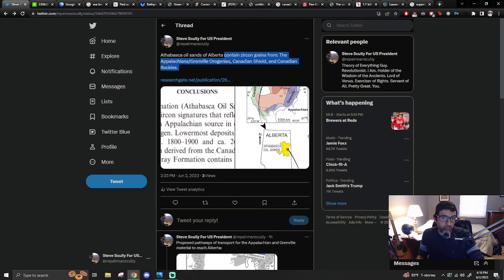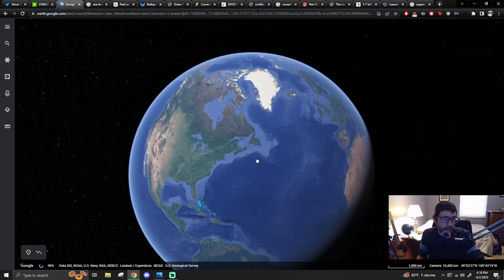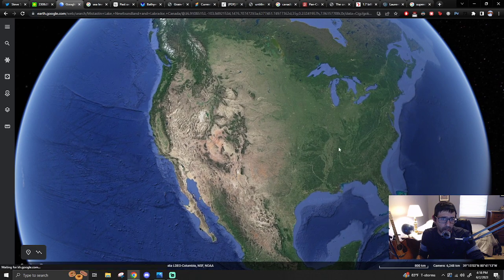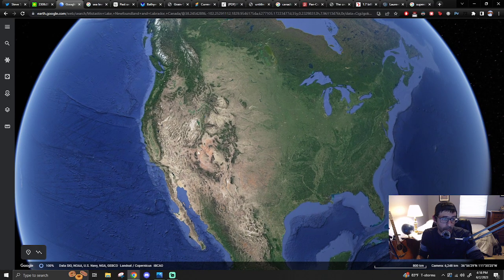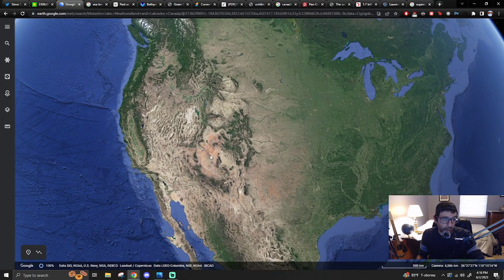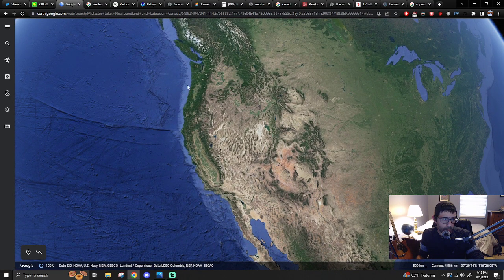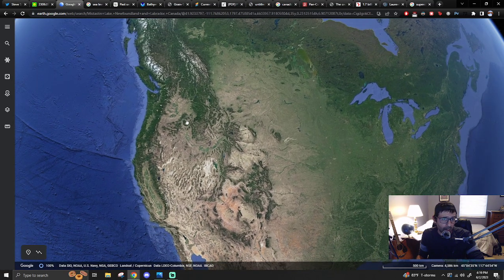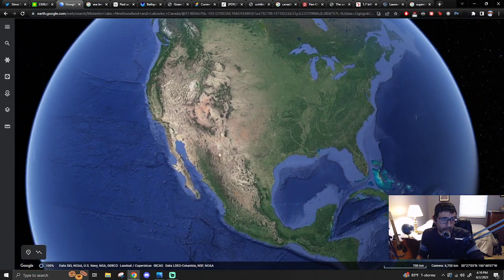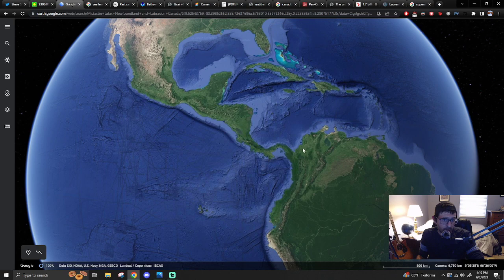which I've come across. I looked into Appalachian and Grenville zircons and found them over in the Colorado Plateau, forming the majority of the Navajo sandstone. I found them in Arizona. I found them in many places, possibly over here also. I can't completely remember, but I believe I found them down here even.